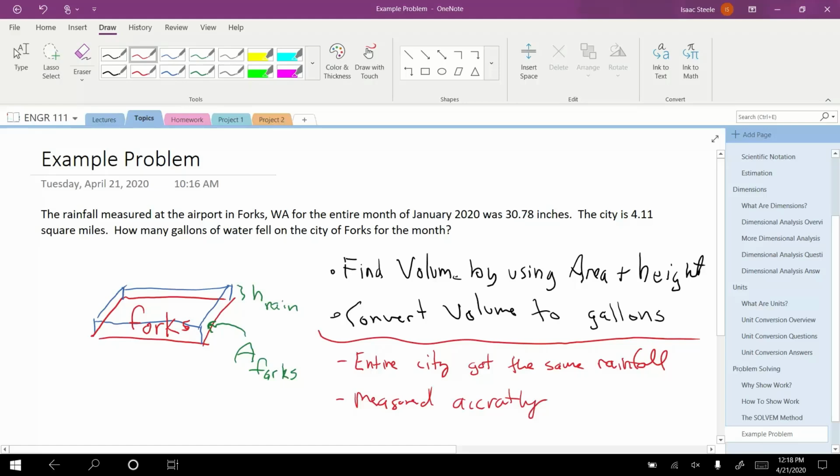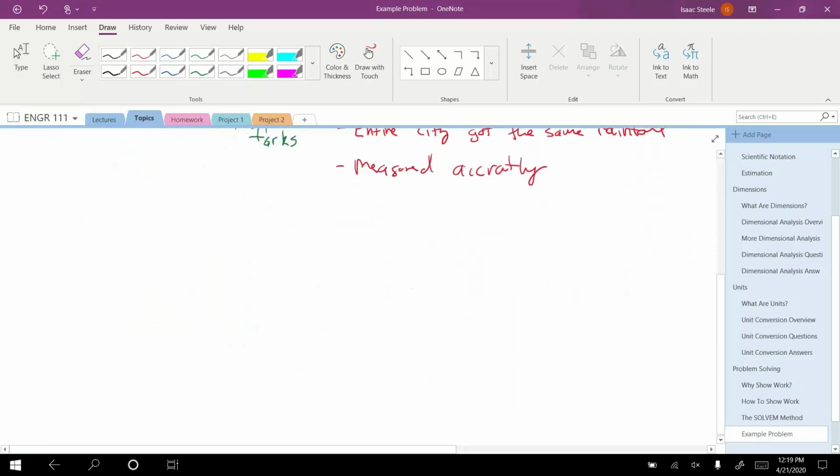And these are just some little things. There are probably other things we could do, but it's very important for us when we have this real world problem. It says that the airport measured this. We have to make sure first that it was accurate. We also need to make an assumption that, yes, it was measured at one point, but we're going to assume that it was even over the entire city, or at least that the average was the same over the entire city.